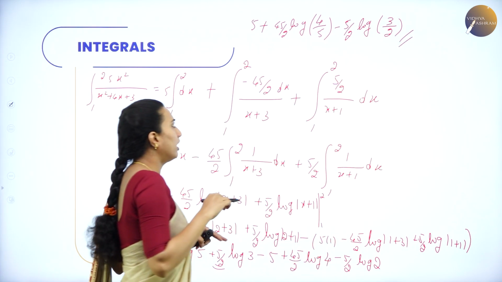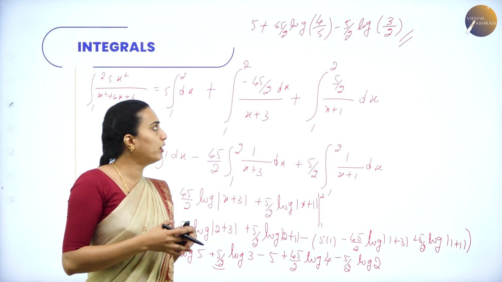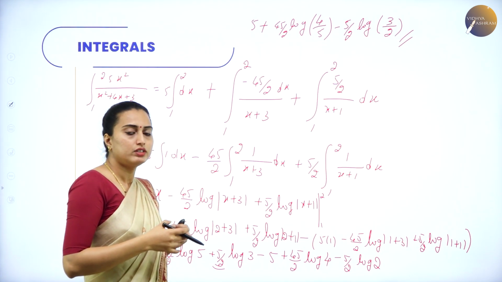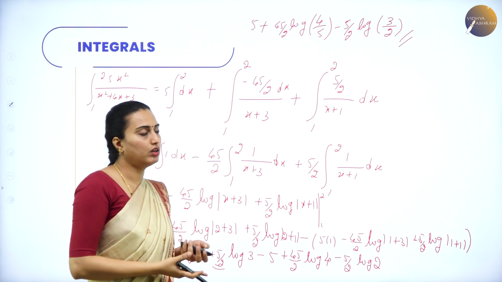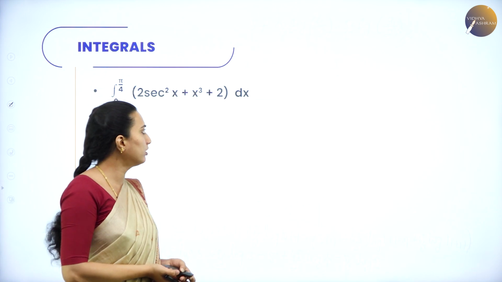And this is your final answer. You are going to get it as 5 plus 45 by 2 into log of 4 by 5 minus 5 by 2 into log of 3 by 2. Okay, so I hope you got this one, how to solve the problems. Now we'll be moving on to the next question.